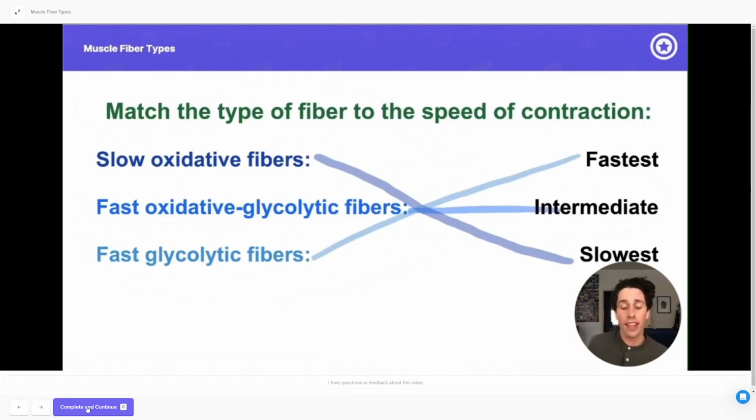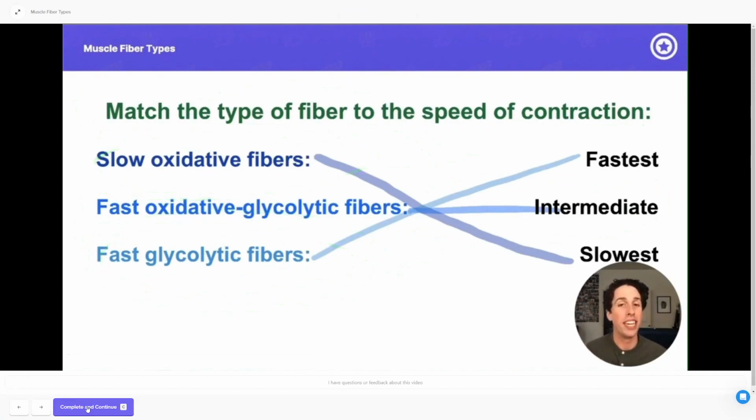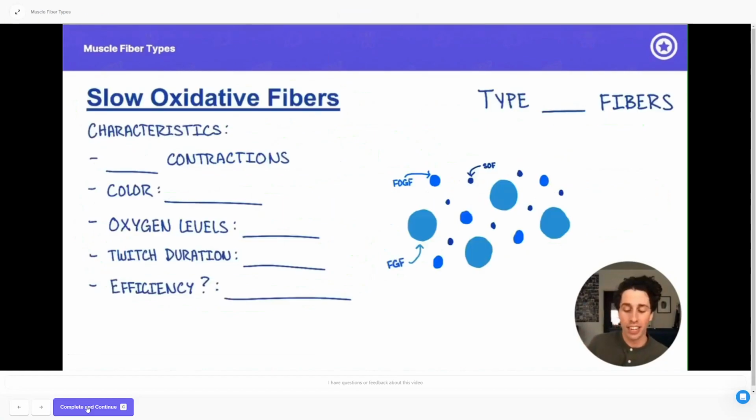As you remember from that last slide, these contractions occur at different speeds because the ATPases hydrolyze at different speeds. The ATPases on the myosin heads for the fast glycolytic fibers are going to undergo that hydrolysis fastest. So that's why this one's going to be the fastest and this one's going to be the slowest, because of those ATPases.